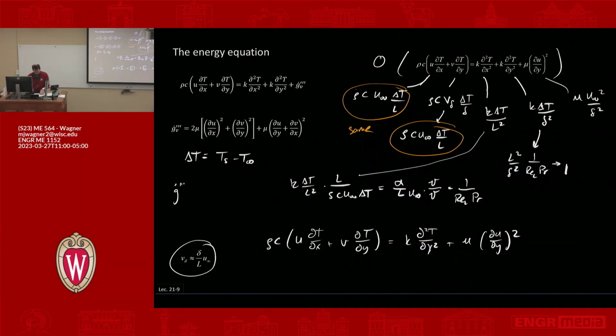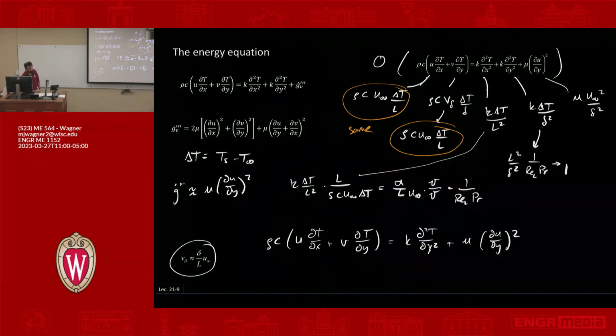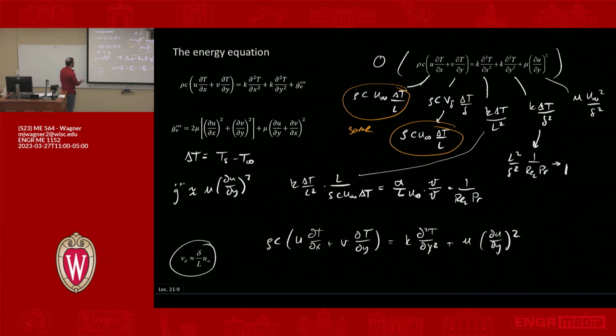G dot triple prime is approximately equal to mu times partial u with respect to y squared. So why is that? Let's see. You can do the same type of analysis, and you end up with that. So what you need to say is that in most flows, this is going to be a small number. So you have to look at the application for this derivative and see if it's small. For most flows, it's going to be small.